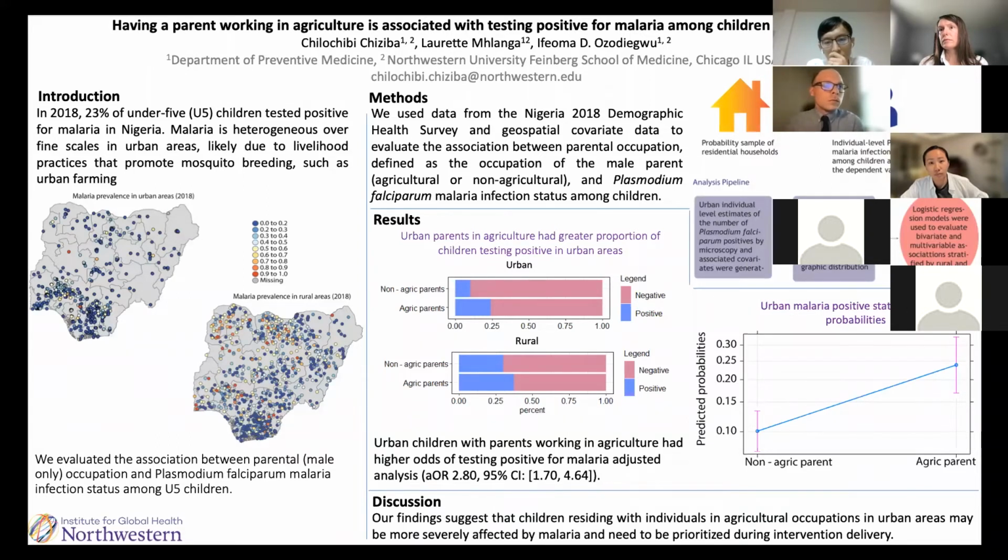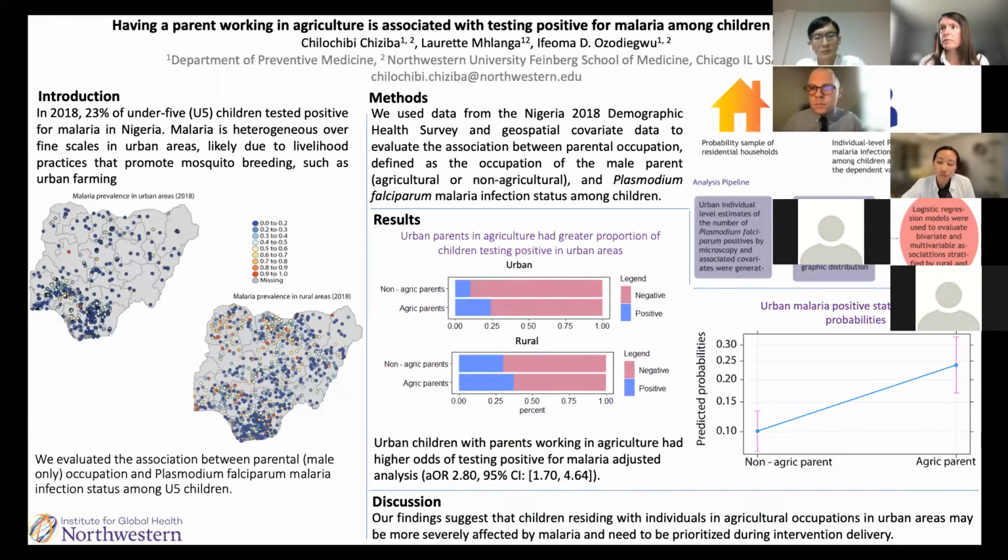And when it comes to the results, we see that children with parents working in agriculture had higher odds of testing positive for malaria. And also, as we can see in the probability plots, children who had parents who work in agriculture had higher probability of testing positive compared to those with non-agricultural workers.